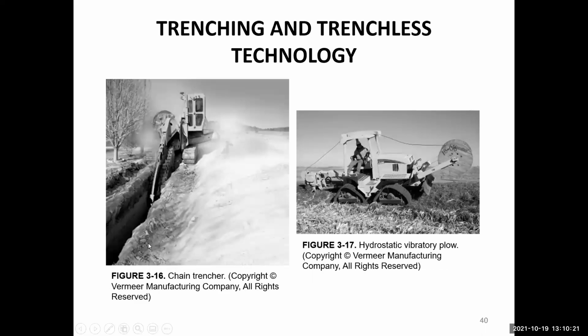So here you can see that these are examples of the trenchers. There is this chain trencher, which works in one straight line and keeps trenching, and then it can provide vertical surfaces on the sides. And then on the other hand, there is this hydrostatic vibratory plow, which can also be used for trenching operations.